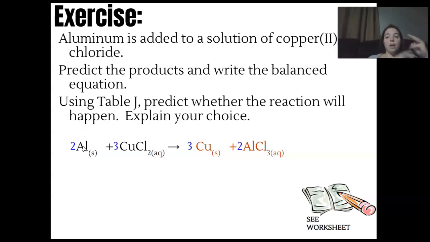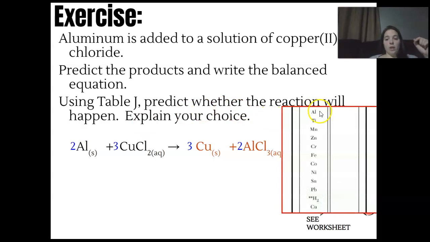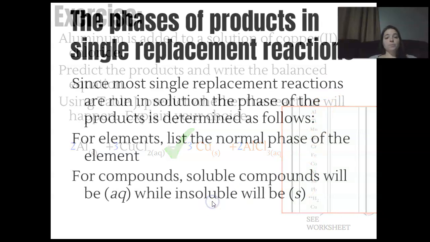Now let's see if it's going to react. I got to look at table J. So here's my aluminum. Here's my copper. It is higher than the copper. So yes, this is going to work, because aluminum is more reactive than copper.